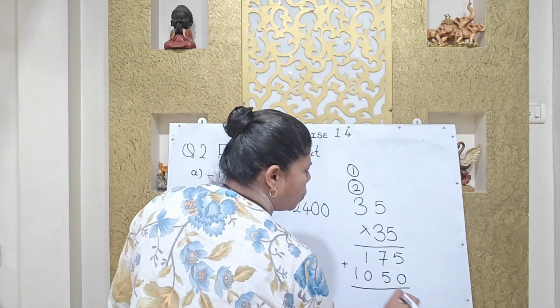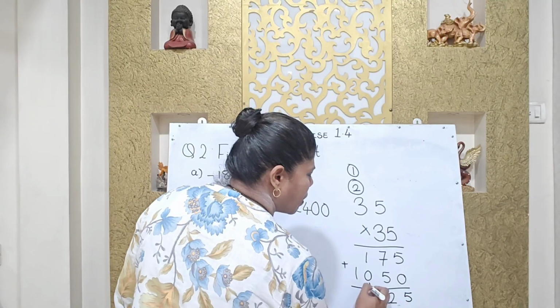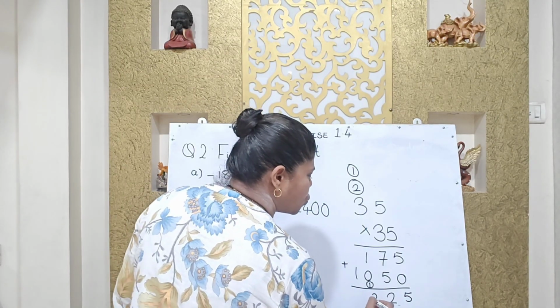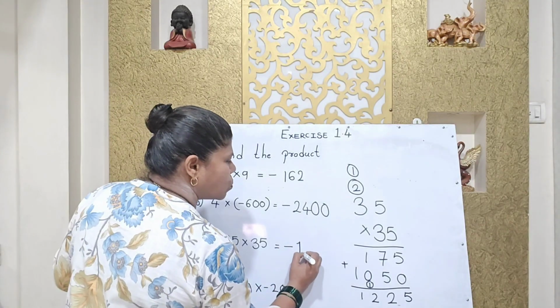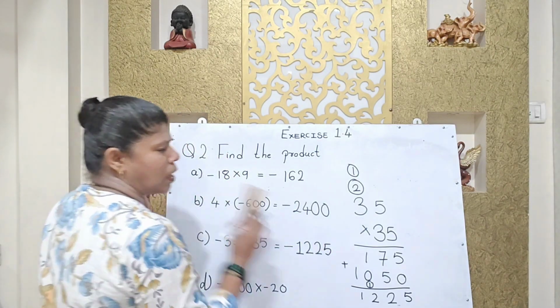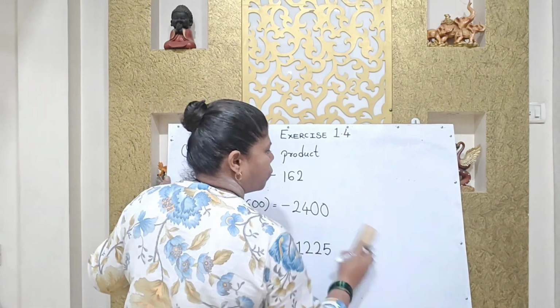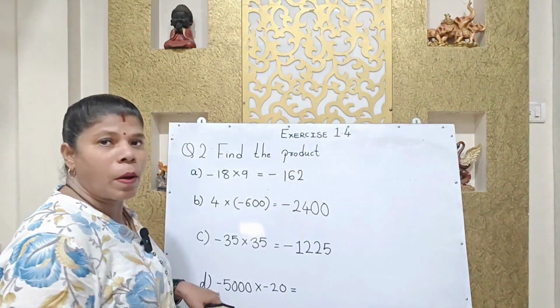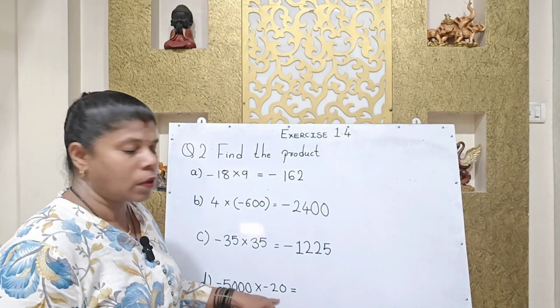5 plus 0, 5. 7 plus 5, 12, 2 carry 1. 1 and 1, 2 and 1. The answer is 1225. Question number D. Minus 5000 multiplied by minus 20.